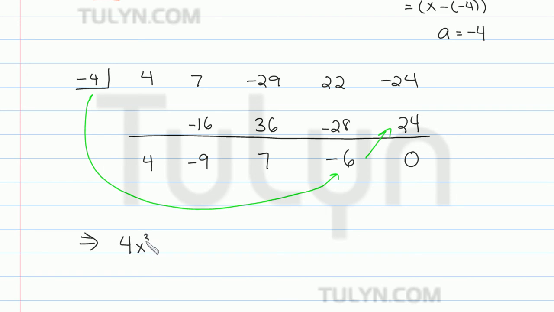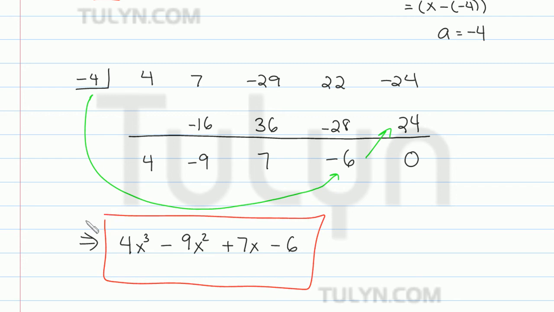So we have 4x cubed, and then we want to move down, decreasing the exponents by 1. So negative 9x squared plus 7x to the first power minus 6 times x to the 0 power, which is just minus 6 times 1, or just minus 6. And then our remainder term is 0, so there's no point in writing it down. So 4x cubed minus 9x squared plus 7x minus 6 is our final answer.